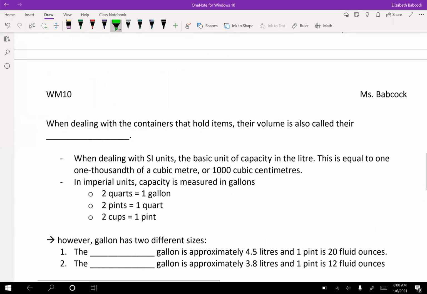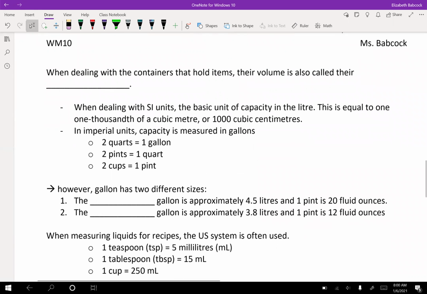Okay, now that those are done. So when you're dealing with volume, you also need to deal with what's called capacity. We're only going to do a little bit of it, just a little bit of an introduction. The difference is when dealing with containers that can hold items, their volume is also called their capacity. If an object is solid, it doesn't have a capacity. If it is hollow, like a drinking cup, it has capacity.